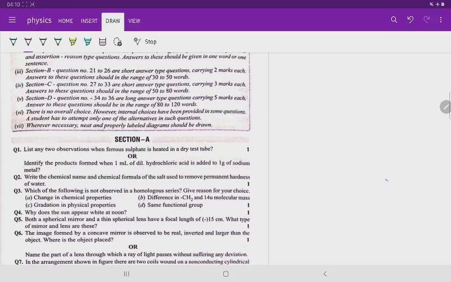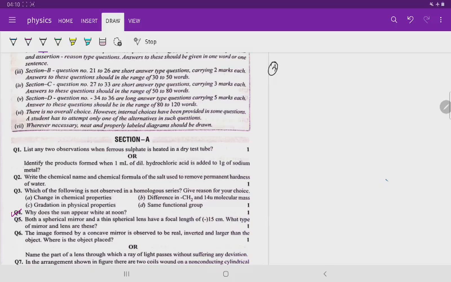So we'll get on to the question paper. Here the first three questions are chemistry and biology, I guess. So we'll be going on to question number 4, which is a physics question. Why does the sun appear white at noon? So, the answer for the fourth question.